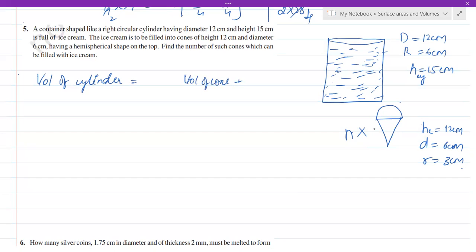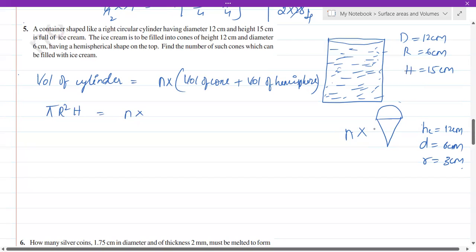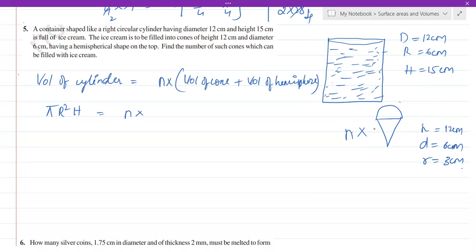cone plus volume of hemisphere. If you had only one cone, you would have written it like this, but there are n cones. So throughout you have to multiply by n. So volume of cylinder is given by the formula pi capital R square capital H. n into, let me take this as capital H, that will be fine. Let me take this as small h. Now n into volume of cone, 1 by 3 pi small r square small h. Volume of hemisphere is 2 by 3 pi r cube.